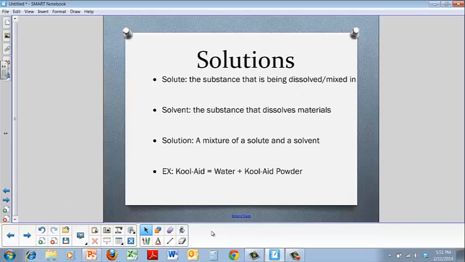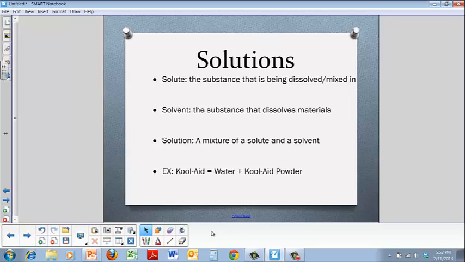Now, before we move on, there is some basic vocabulary that we do have to understand in order for us to proceed. And so we're going to talk about what a solute is. And a solute is just a substance that you can dissolve into something. It's whatever you're going to mix in. And the solvent is the substance that dissolves the materials. So in most cases, especially in biology, that solvent is going to be water. So it's whatever is going to do the dissolving.